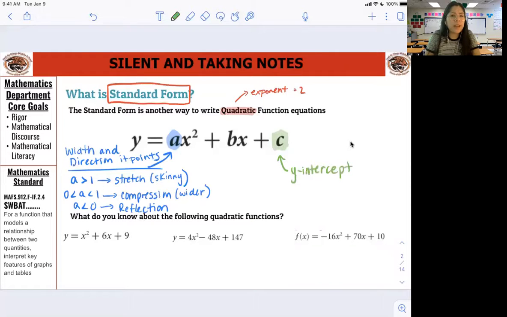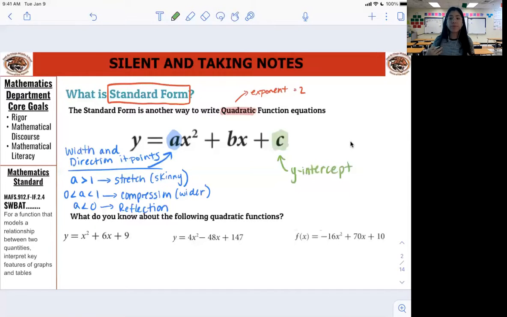Does vertex form tell us where the y-intercept is located? No, vertex form doesn't. Vertex form tells me the vertex, but it doesn't tell us the y-intercept. Standard form tells us the y-intercept, but does it tell us the vertex? No. So it's kind of a trade-off, right? If you write it one way, you know some things about the function. If you write it a different way, you know other things, but neither one is going to tell us the full story.